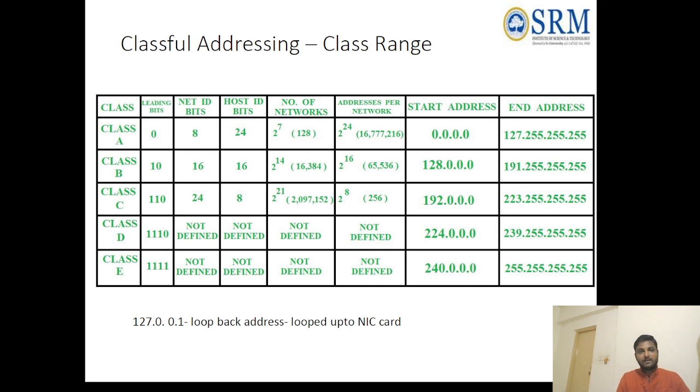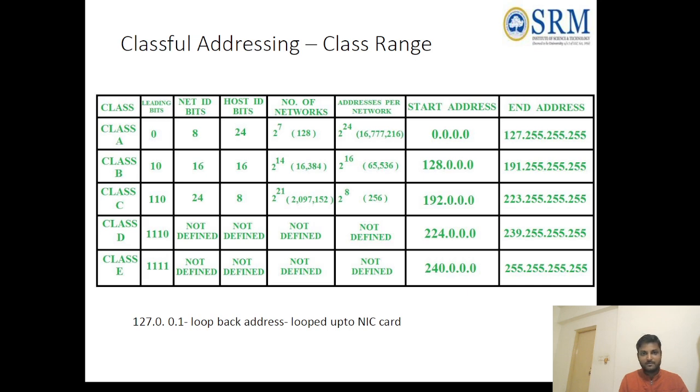Now we have to determine the starting and ending address of each class. So we have presented it here in a table. In this table, multiple columns are there for the different classes. So the leading bit, that is which bit is actually fixed. So for class A, the leading bit is 0, the leftmost bit, and the number of net ID bits is obviously 8, host ID obviously 24, and the number of networks possible. So actually how many networks are possible.